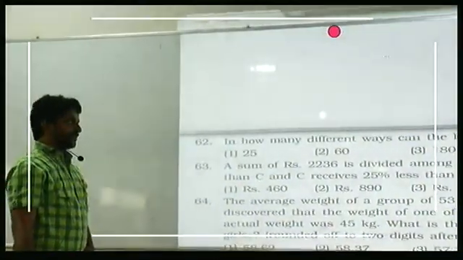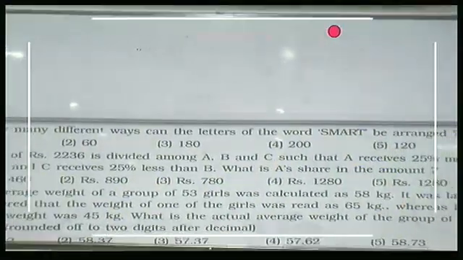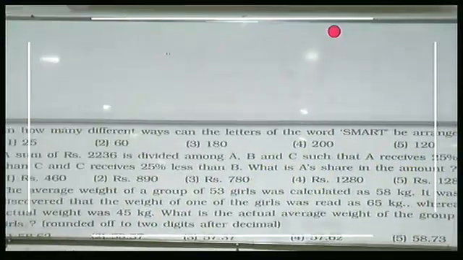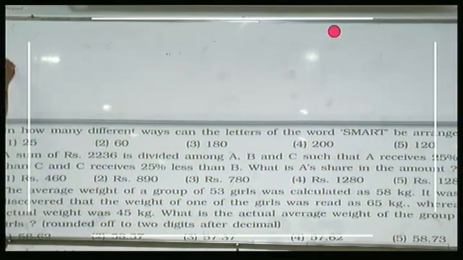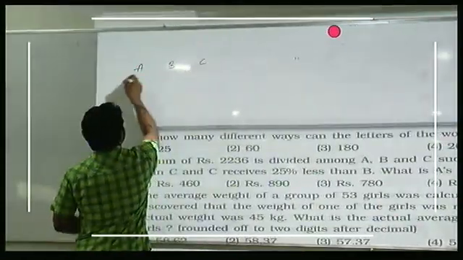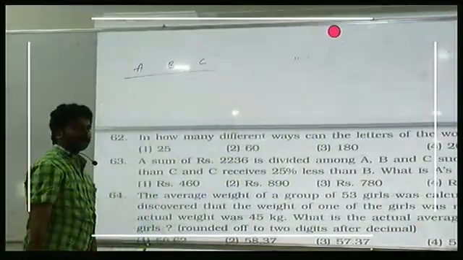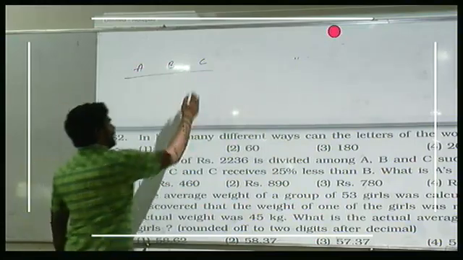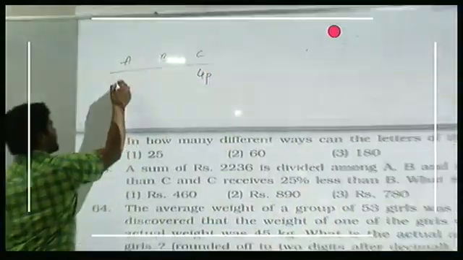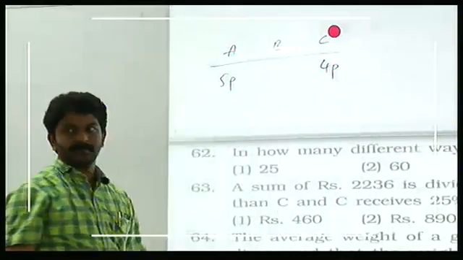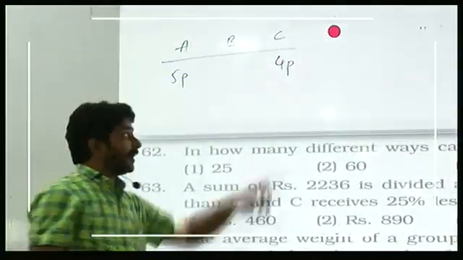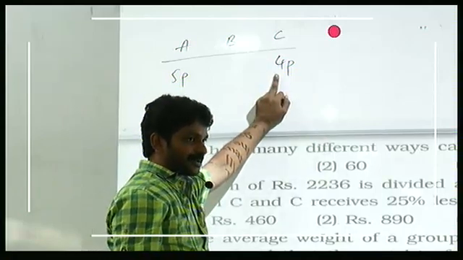2236 is divided among A, B, C in such a way that A receives 25% more than C and C receives 25% less than B. What is A's share? Come on. A is getting 25% more than C. A, B, C. 25% more than C. If C is getting 4 parts, A gets 5 parts. For 25%, we need to calculate 1/4. Hence I started this question with 4 parts.